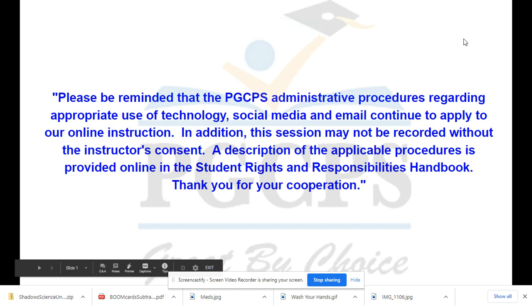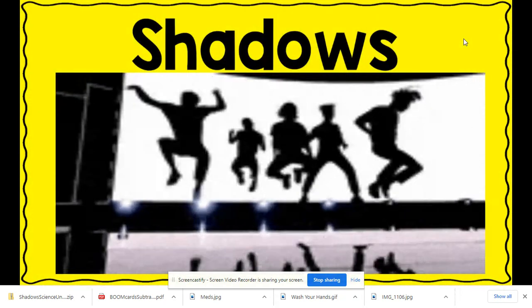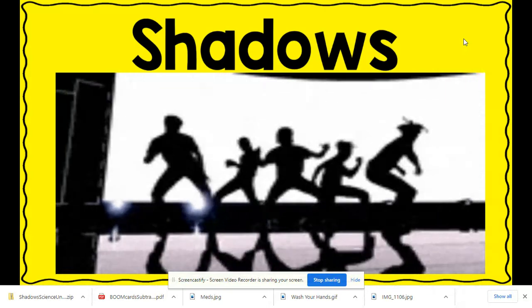Good afternoon, first grade scholars, and welcome to today's science lesson. Over the past couple of weeks, we have been discussing shadows. Let's review.